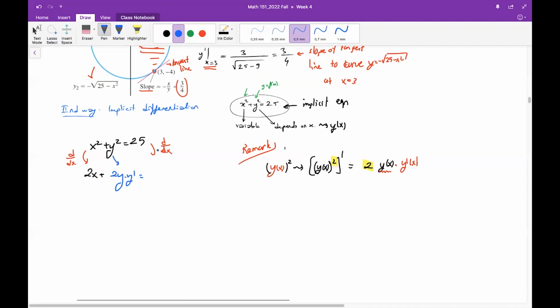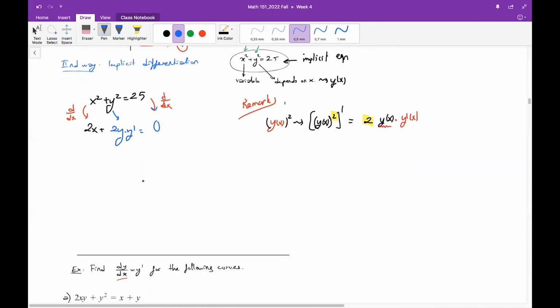And what is the derivative of the constant 25 on the right side with respect to x? It's obviously 0. See, derivatives of constant numbers are 0. And from this equation now, you can easily solve for y prime. What is it? Minus 2x over 2y. And we want to find the value of it at which point? At x equals 3.